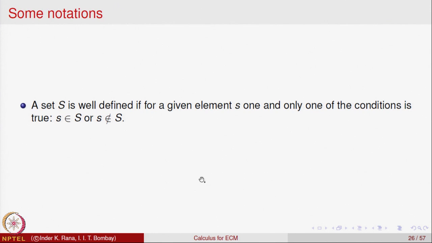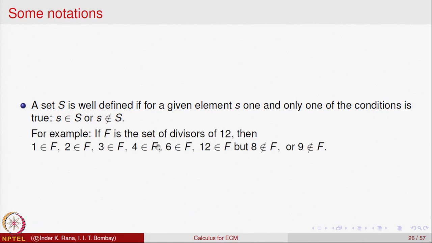Let us go ahead a bit more and try to understand. Saying a set is well defined means: you take up an element s, and there should be only one possibility, either s is inside that set or s is not inside that set. For example, in the example of rich people in Mumbai, if I pick up a human being, I should be able to decide conclusively whether he is rich or not. I can't say he may be rich or he may not be rich. That is what well definedness amounts to.